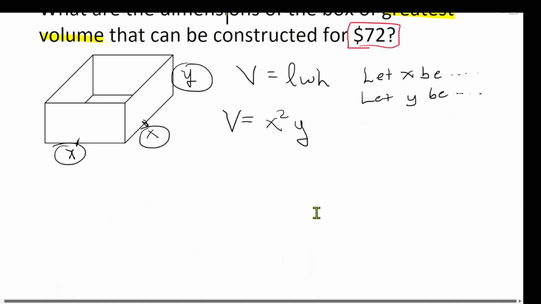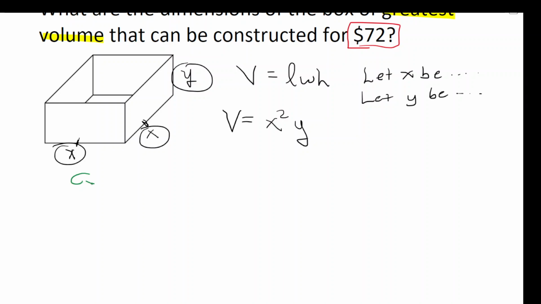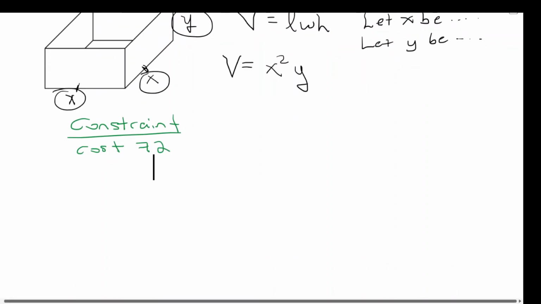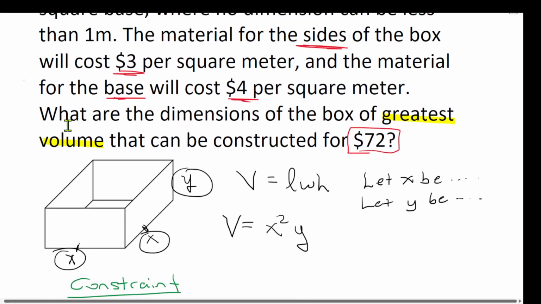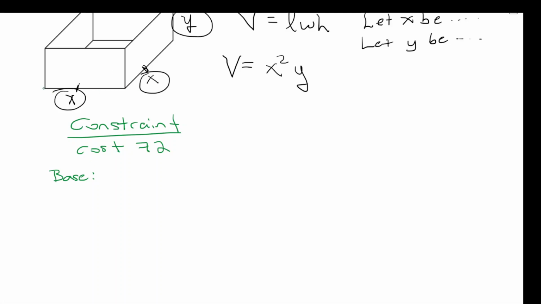So let's talk about my constraint equation. I always identify the constraint. So we know that the cost is 72. So my constraint is cost is 72. So let's build an equation which represents the cost of building this box. So first of all, the base. I know that the base is $4 per square meter. So the base is x times x. So the area of the base is x squared. And then the cost of that would be $4 for every square meter.